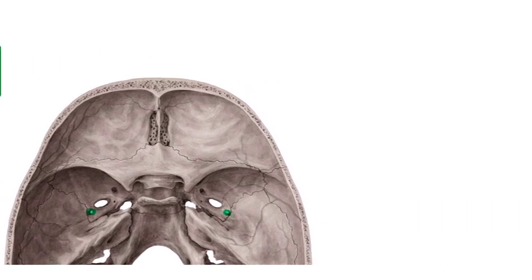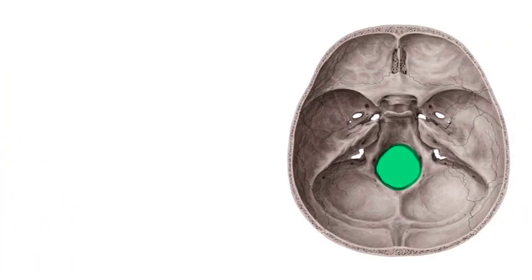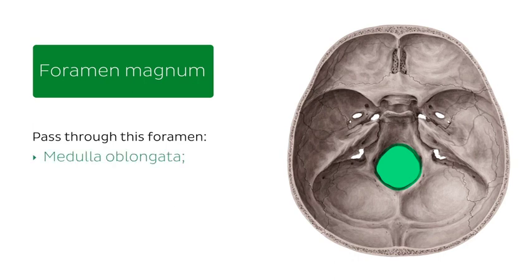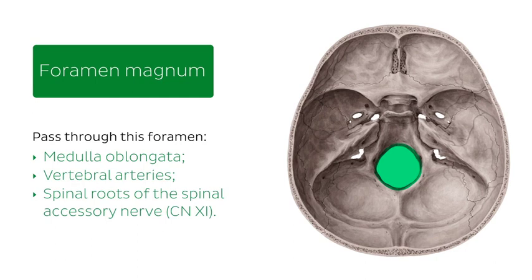The next foramen, this time not paired, and a large one I must say, is known as the foramen magnum. The foramen magnum is surrounded by the occipital bone. It is the largest foramen in the entire cranium. You can clearly see here, and even the name says it all, magnum, meaning great. The structures passing through this foramen, there are several because this is quite large, include the medulla oblongata, the vertebral arteries, and the spinal roots of the spinal accessory nerve.